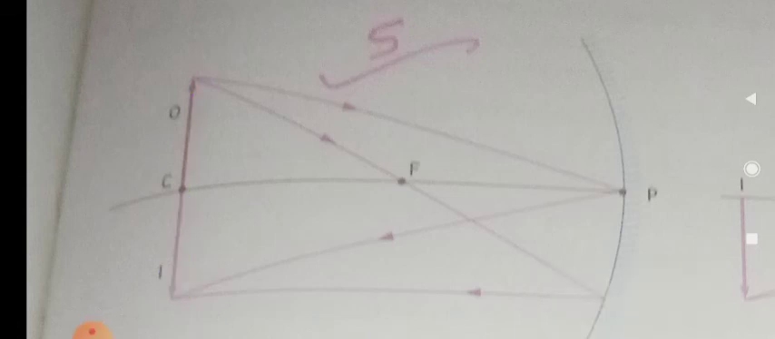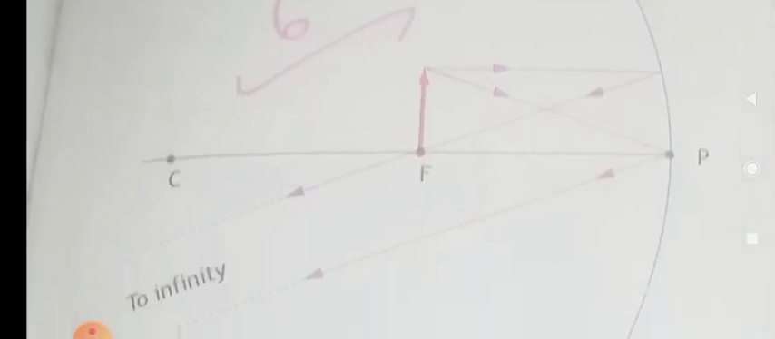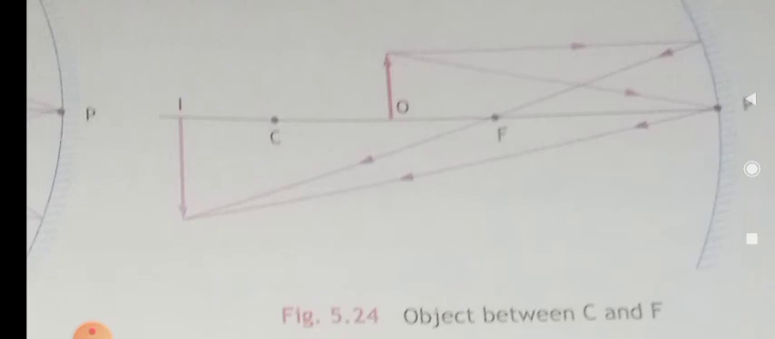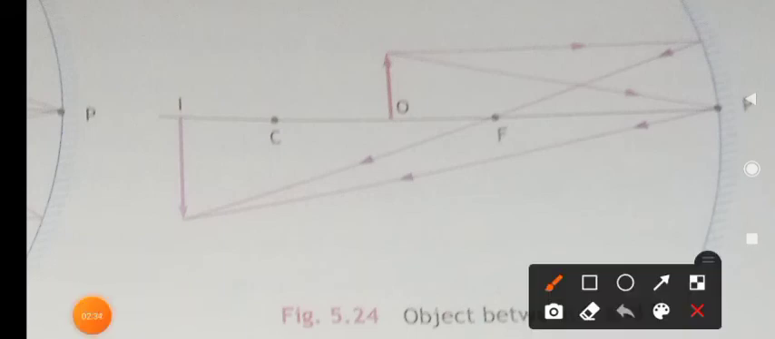Okay children. Now the next one is, when the object is between C and F, that is center of curvature and focus, the image is real, inverted, and also larger than the object, which is formed beyond C. So look at the images, inverted one, larger than the object. This is the object and this is larger than the original one, and also inverted, and it is formed beyond the center of curvature.